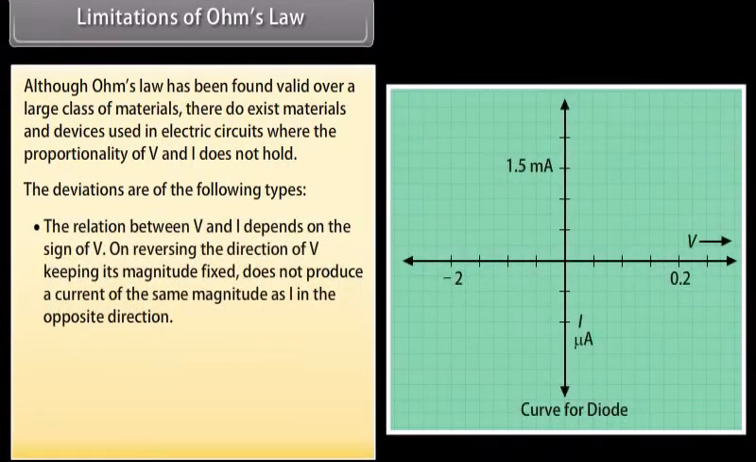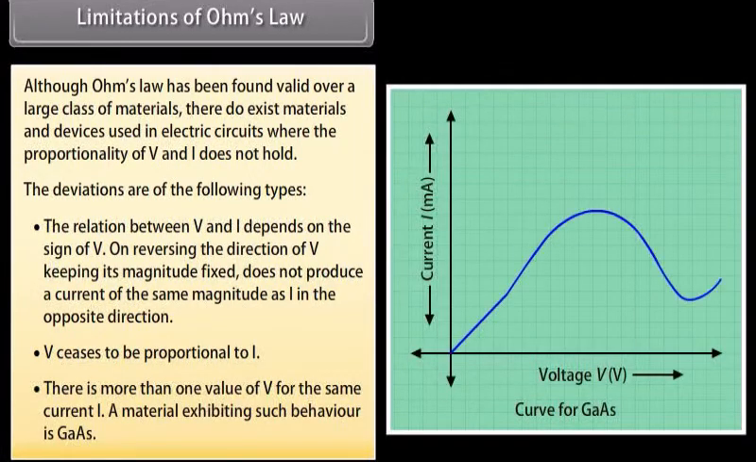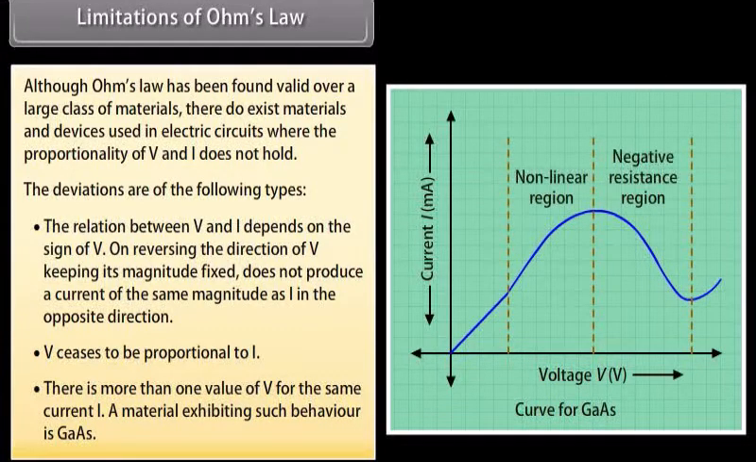The relation between V and I depends on the sign of V. Reversing the direction of V, keeping its magnitude fixed, does not produce a current of the same magnitude as I in the opposite direction. V ceases to be proportional to I. There is more than one value of V for the same current I. A material exhibiting such behavior is gallium arsenide.